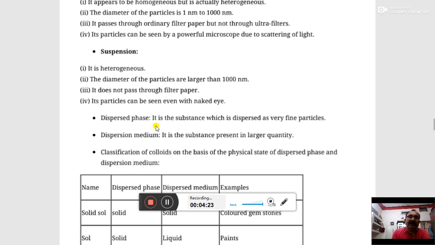Same, the dispersed phase is the substance which is dispersed as very fine particles, just like the solute. And the dispersion medium is the substance present in large amount, in which the dispersed phase dissolves and forms the colloid solution. That is called the dispersion medium.